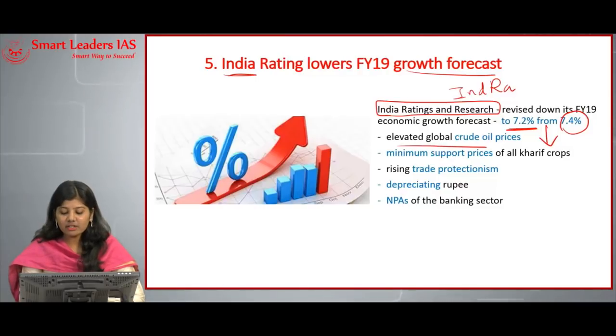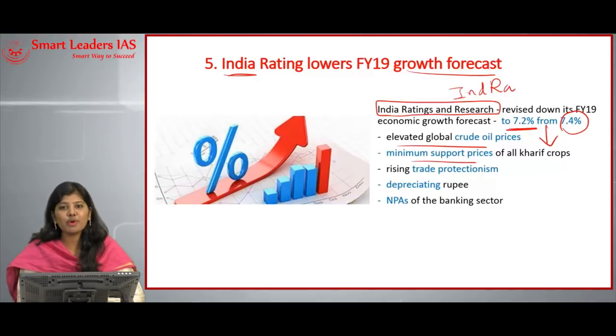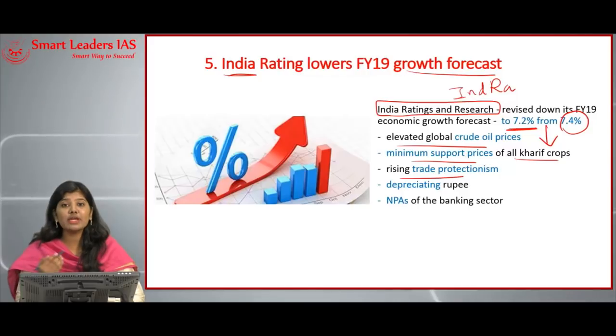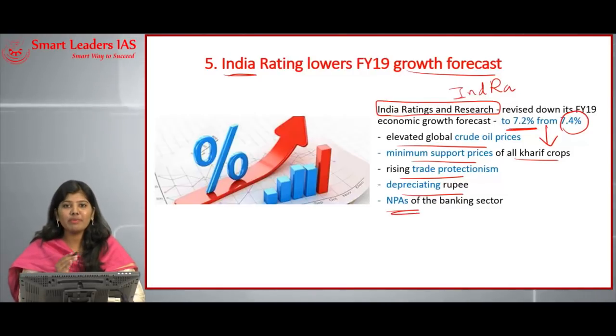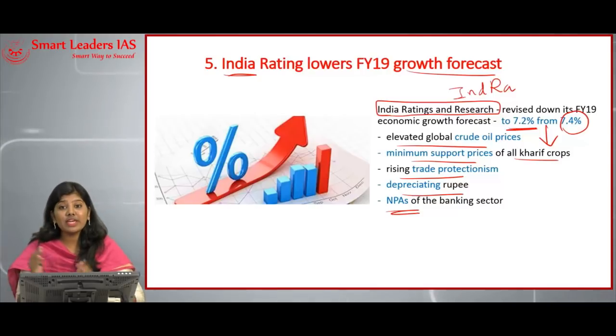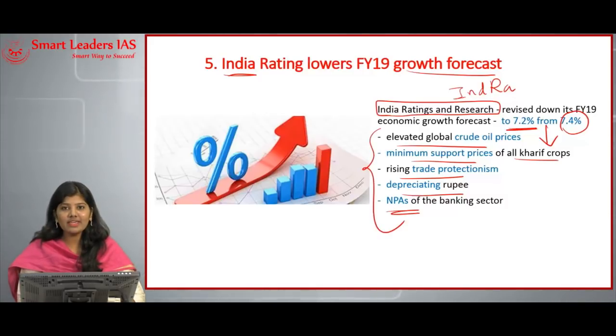So one is the elevated global crude oil prices because of the trade war or other external factors, and minimum support prices for all the kharif crops, which is 1.5 times the cost of production of the farmers, announced by the central government, and the rising trade protectionism, which is followed by every developed country, and the depreciating rupee, which is a recent phenomenon, and the NPAs or the non-performing assets of the banking sector, which is very huge, and we are not able to deal with it, right? So these are all the reasons why INRA has revised down India's growth rate from 7.4 to 7.2%. But let's see whether it is actually going to happen or not.